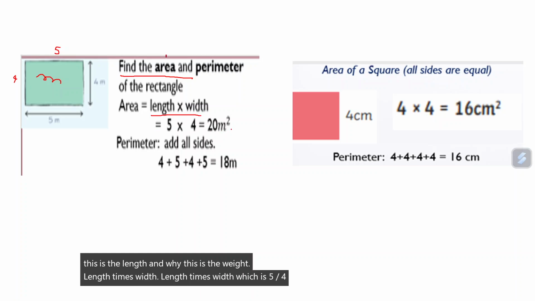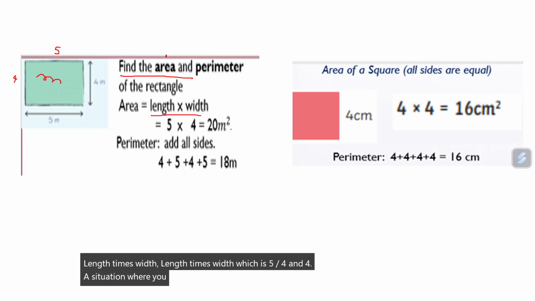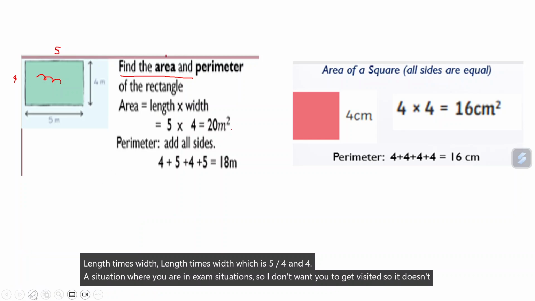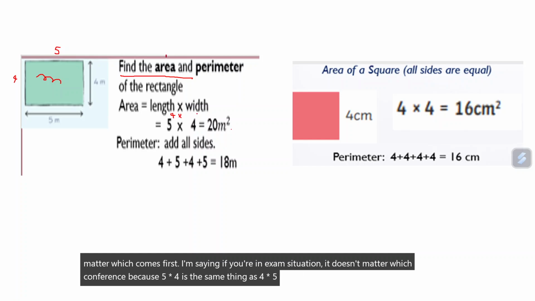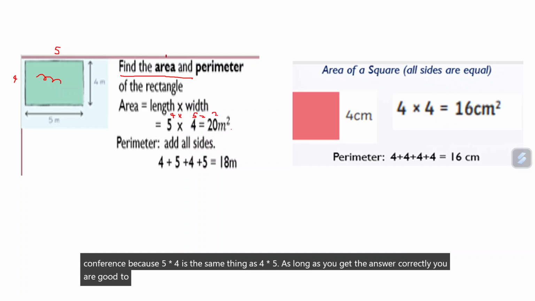In exam situations, I don't want you to get fixated. It doesn't matter which comes first, because 5 times 4 is the same thing as 4 times 5. As long as you get the answer correctly, you are good to go. So this is 20 meter square.